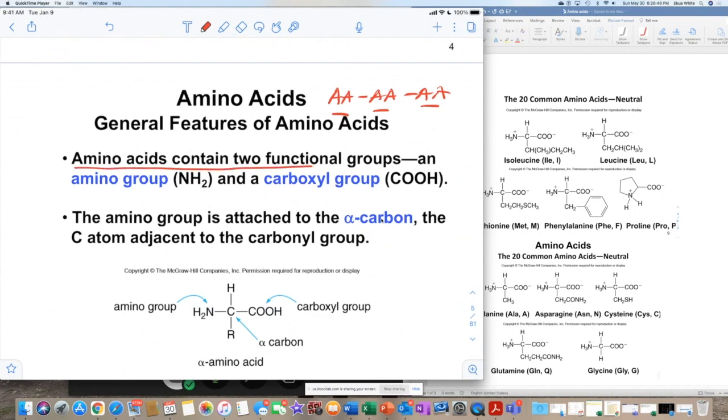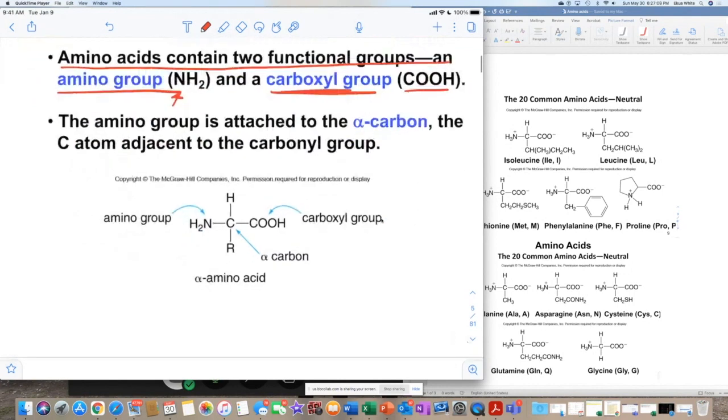Amino acids contain two functional groups. On one end, we have amino group, amino derived from ammonia, NH2, and the carboxyl group from the carboxylic acid. Remember this group right here, COOH, is carbonyl attached to a hydroxide.